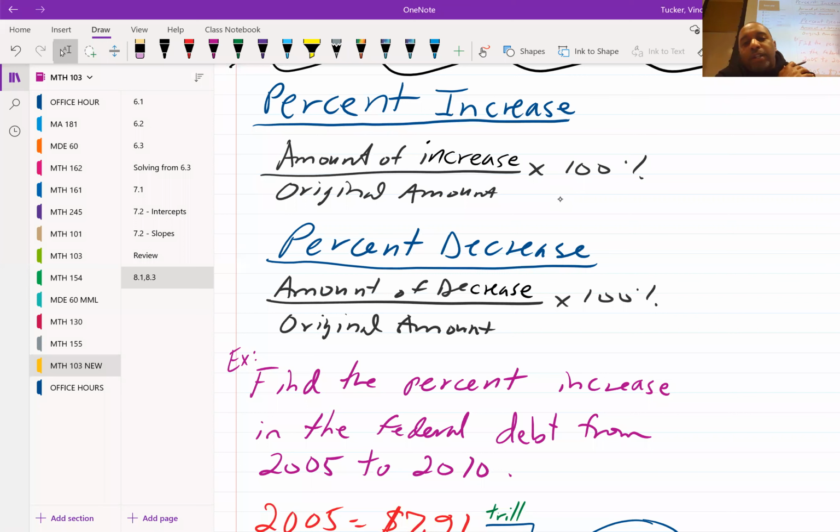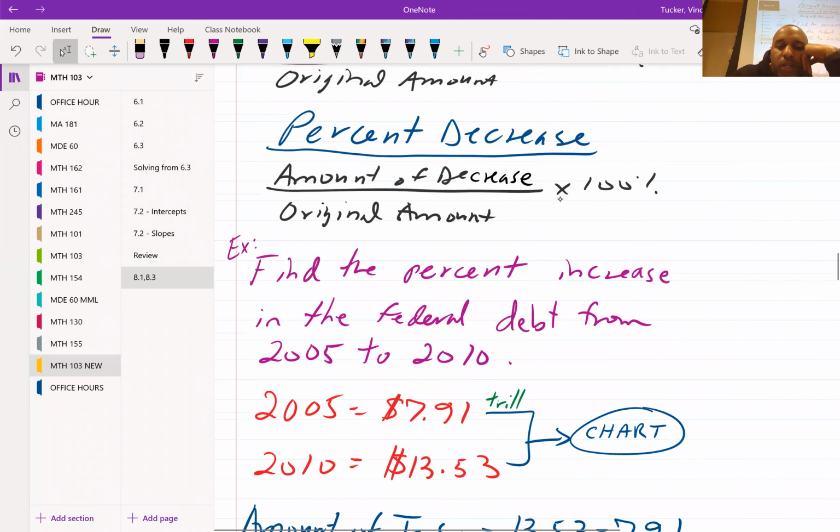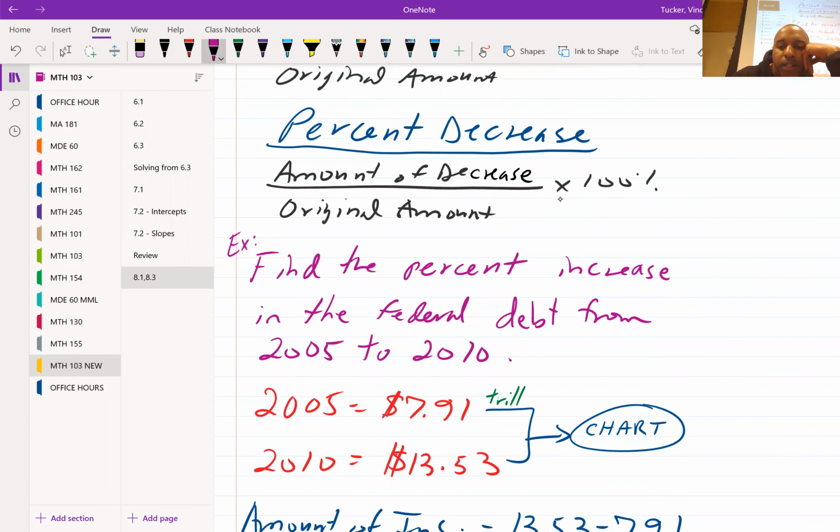All right, so find the percent increase in the federal debt from 2005 to 2010. Those values will be given to you. I got these values from the chart that he gave. So we got 7.91 trillion in 2005, and it goes up to 13.53 in 2010.